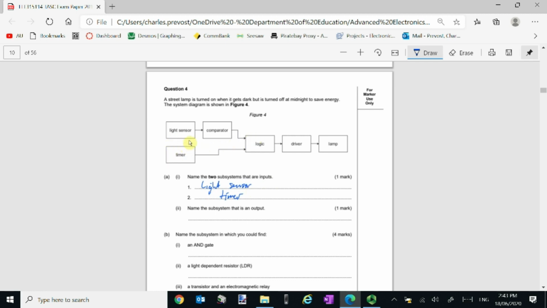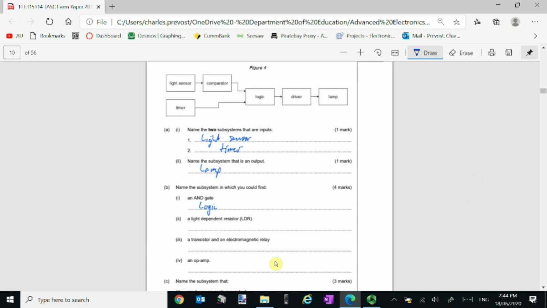Okay, so these are our inputs on this side. And you can see that there's nothing leading into them, which is what makes them the input. The subsystem that is an output is the only one that doesn't have anything coming out of it, and that's this lamp. We might find an AND gate in this logic block. Yeah, so an AND gate is a logic circuit, and they haven't specified what the logic is, but I would suspect there might be an AND gate in there. The light dependent resistor, well, we might find that in our light sensor. That's what they're used for.